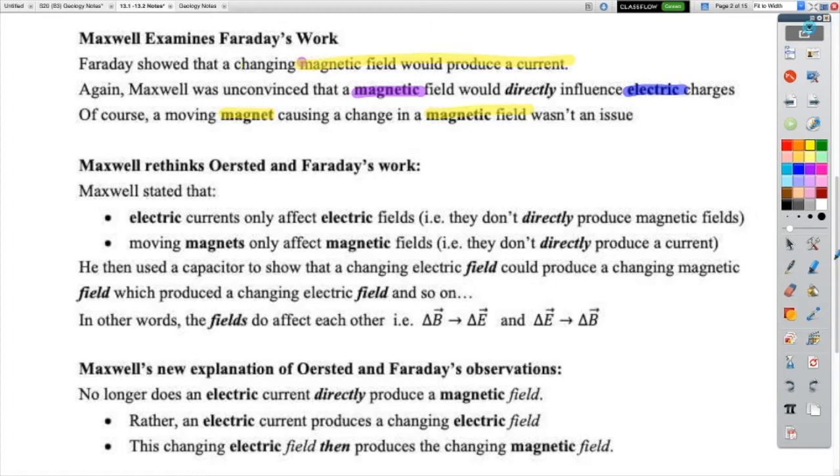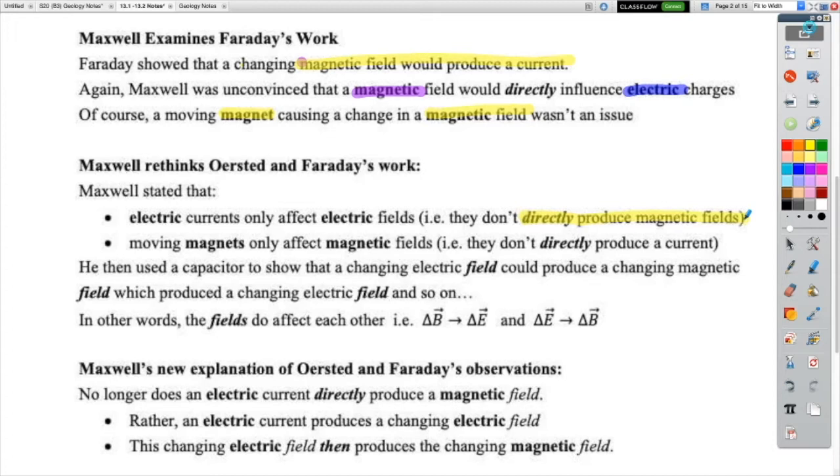He said that electric currents only affect electric fields, right? They don't directly produce magnetic fields. They might produce them indirectly, but they don't lead straight to a magnetic field. You might get in your car and drive to work, but you didn't directly drive to work, right? First, you had to walk to get into your car.